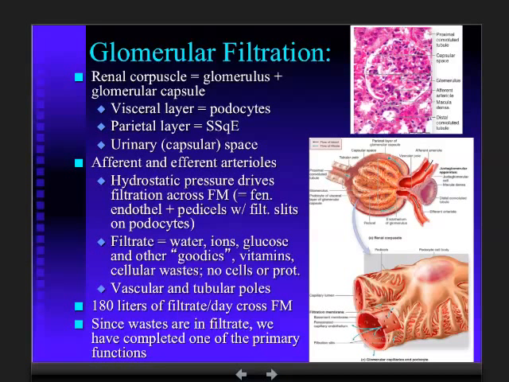Now, when we go round the bend here, 1,200. When we round the bend here, the properties of this loop of Henle change. It's no longer permeable to water, but it is permeable to salt, to sodium chloride. Permeable to Na plus and Cl minus. And watch what happens, guys.